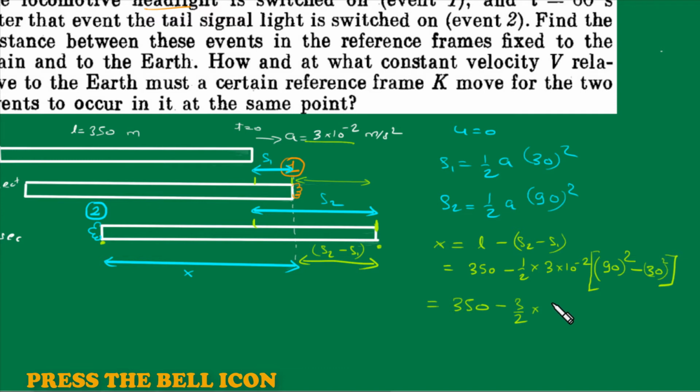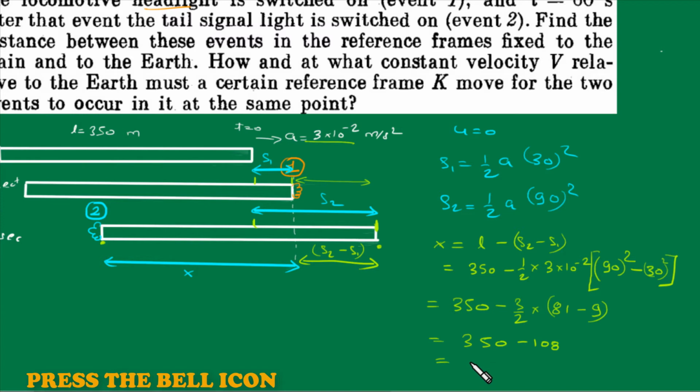Now 27 minus 9, and this will be 18. Oh sorry, 27 is 81. This is just a calculation. So 81 minus 9, 72. Now 72 divided by 36, 36 into 3, 108. So this is 350 minus 108, and see what we are getting.